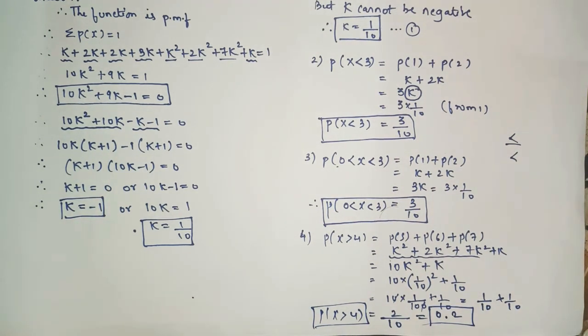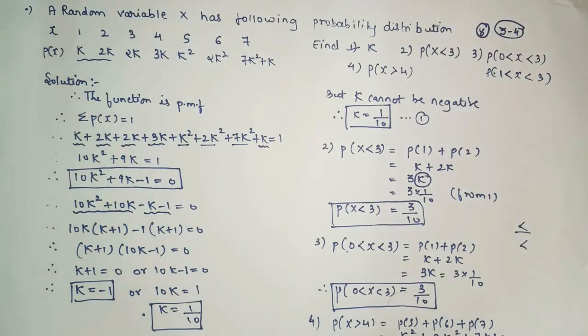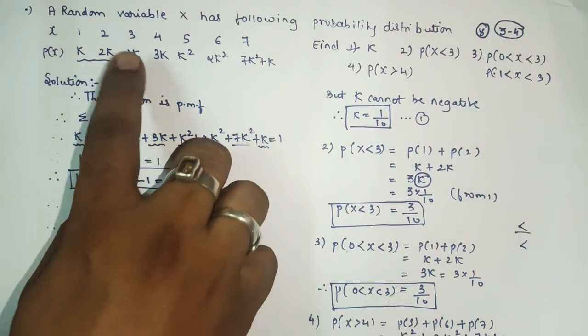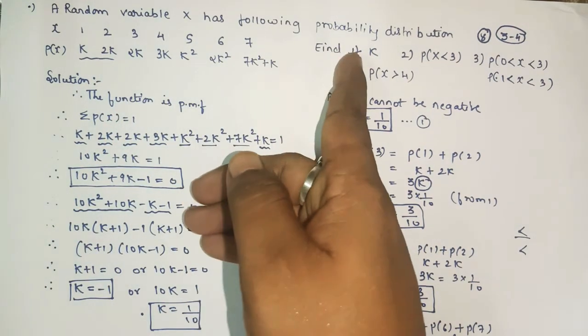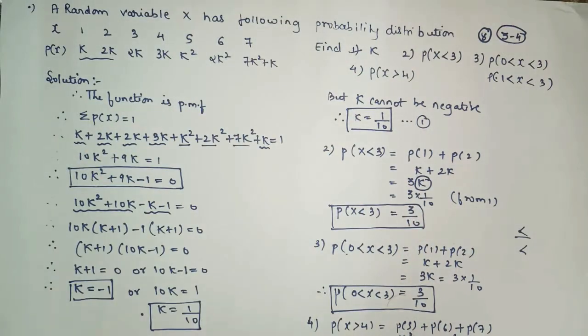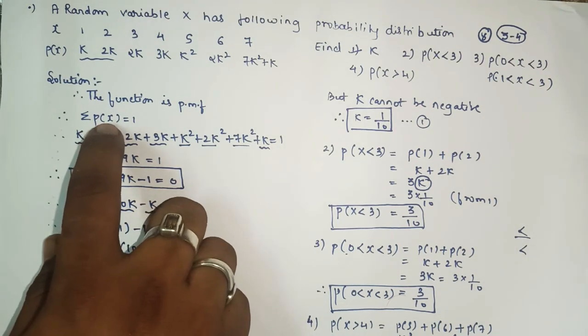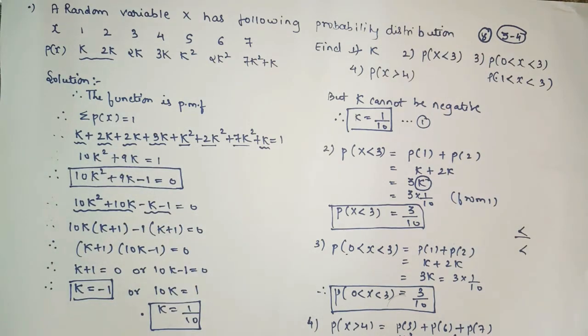So in this way you have to present your sum in the board exam. I hope you all understood the sum. So remember, whenever we have a random variable x with a following probability distribution and we have to find the value of k, the function is always a PMF. So you will write the formula that the total of p of x is equal to 1, and substitute the value of k.